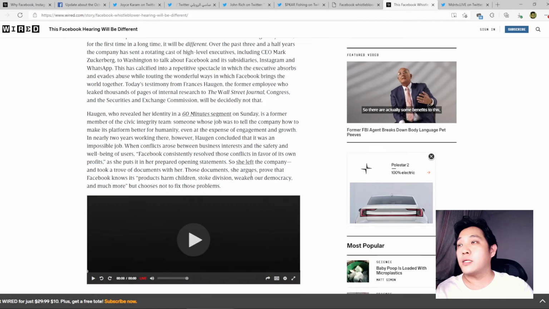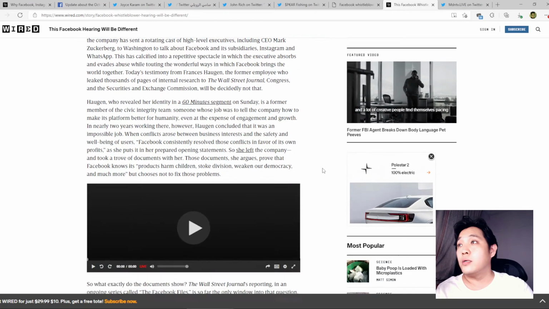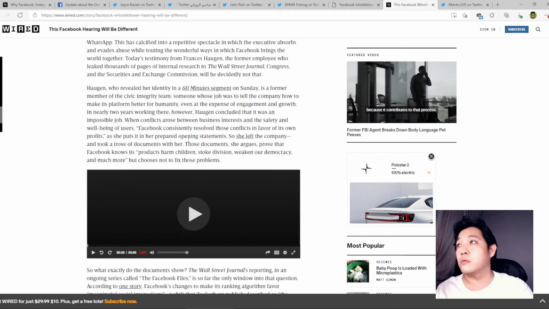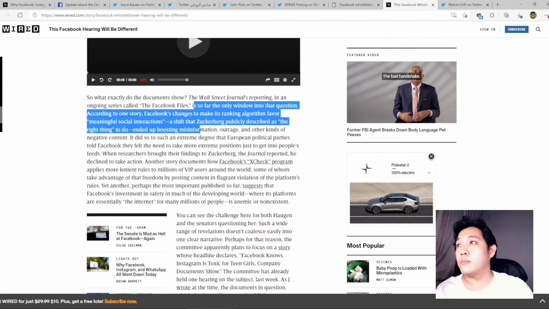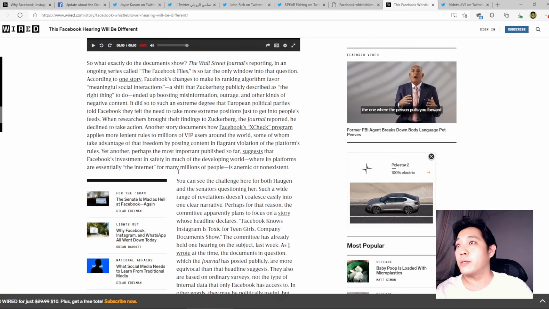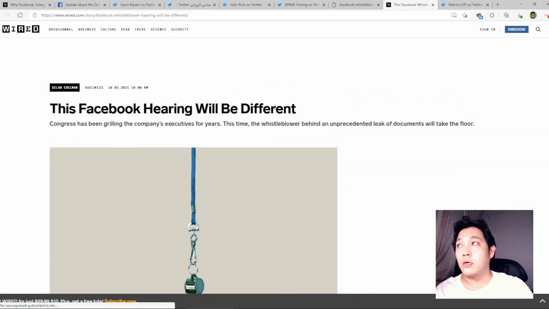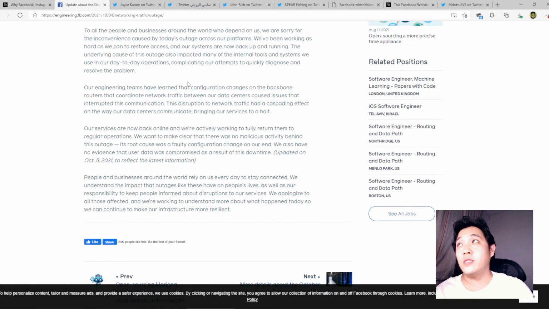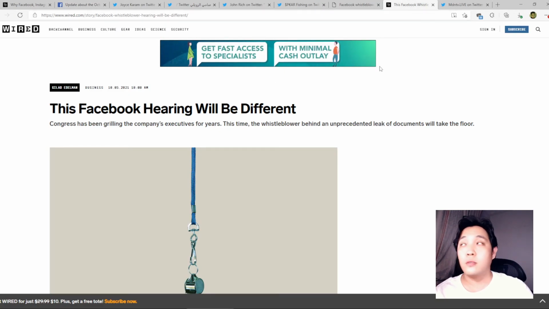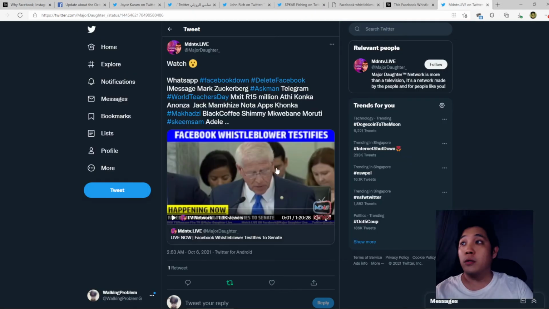I don't think this article, I just went through it, really said what these documents are. It's just a lot of flowery writing to describe and dramatize what's happening. So blah blah blah blah blah. I just want to highlight that this is happening. I didn't know this was happening until Facebook went down. I didn't even know that there was this whistleblower, and then this hearing that is coming up or has already come. According to this, it already came.